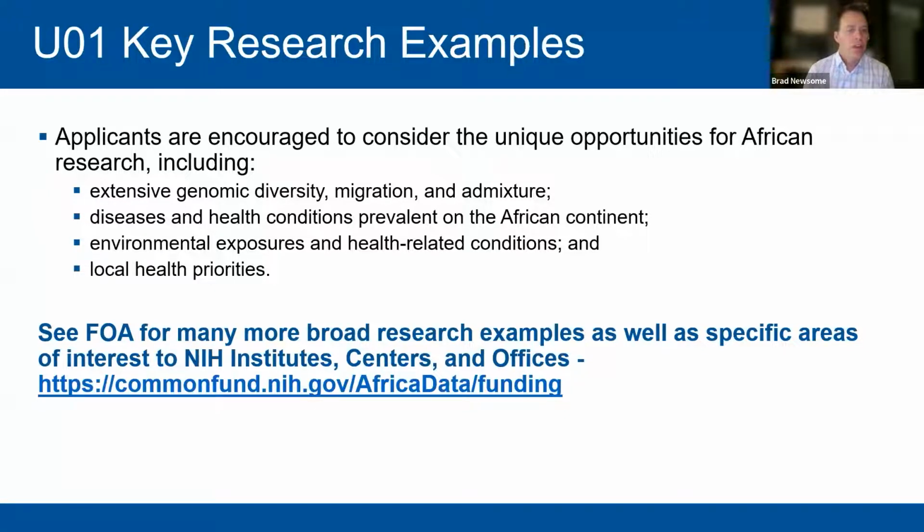For more information on the specific examples that the NIH partnering institutes, centers, and offices are prioritizing for their partnership in this, you can see the FOA that has many broad research examples, as well as a link to much more extensive institute-specific information. If you are interested in a specific area that aligns with one of our institutes, centers, and offices, you can go to this link and find more information about the specifics of those institutes that are really prioritizing certain areas within the data science regime.